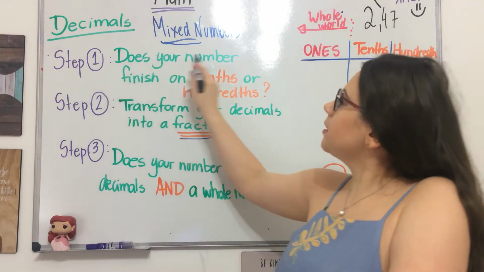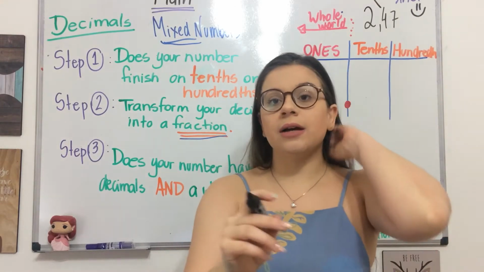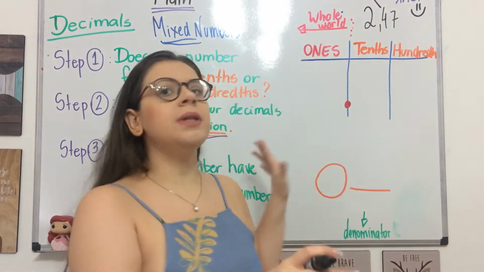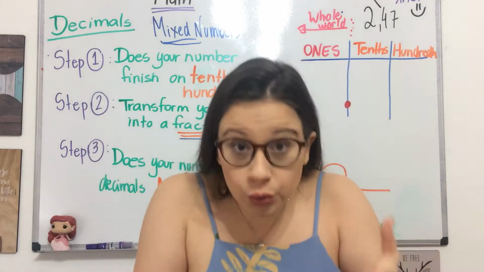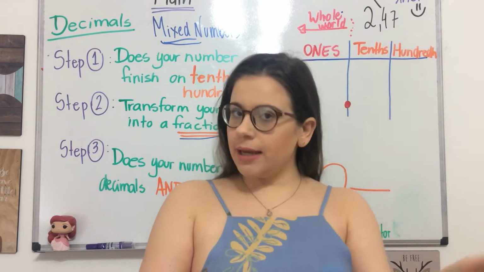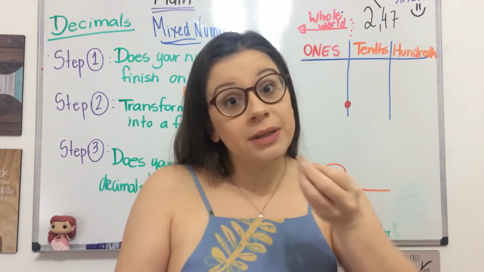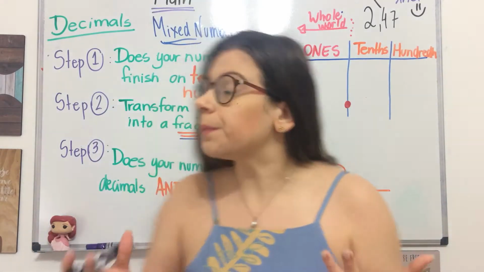Step 1. Does your number finish on tenths or hundredths? To find out if it finishes on tenths or hundredths, we need to use the place value. It's just like Teacher Ariel always says. Use the place value. Don't be lazy, don't be scared, don't think that it's not going to work, because the place value is there to be used. So use the place value.